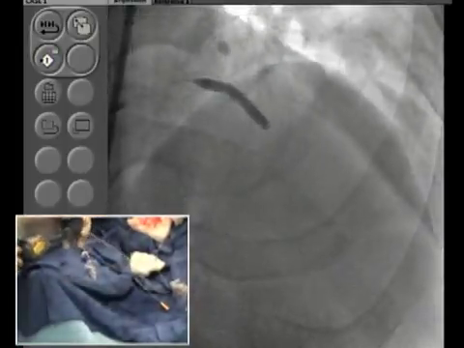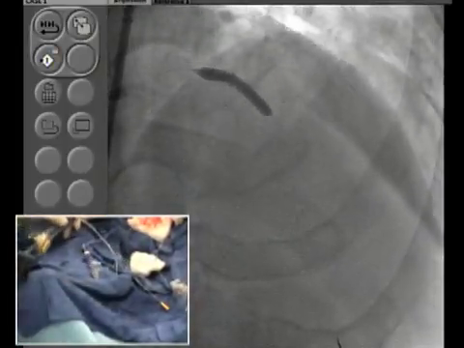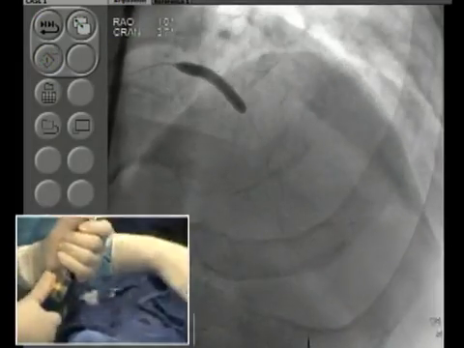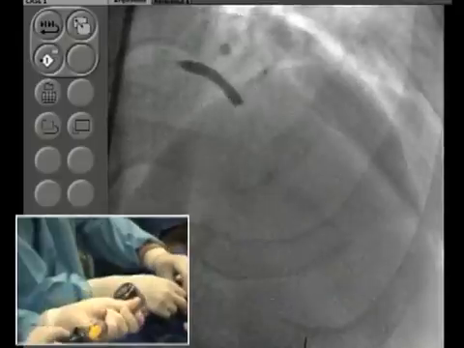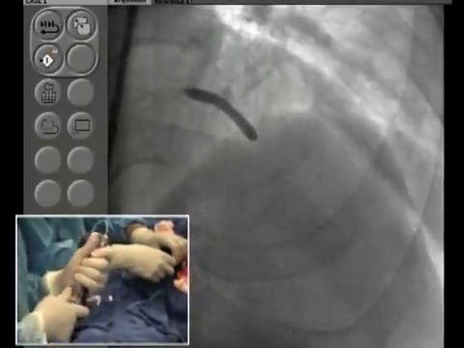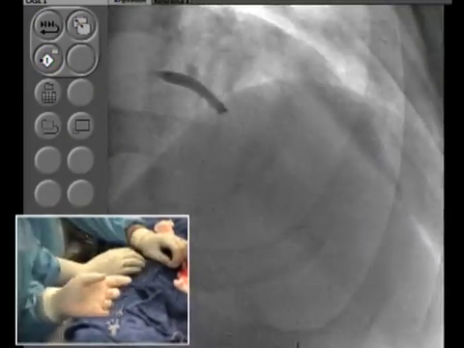Now this is a 4.0 by 23 Zions at 12 atmosphere. Don't go high because it will cause edge dissections, and then you post dilate with a 4.0 balloon at high pressure. So we can take a 4.0 by 20 NC Voyager, and then we post dilate.